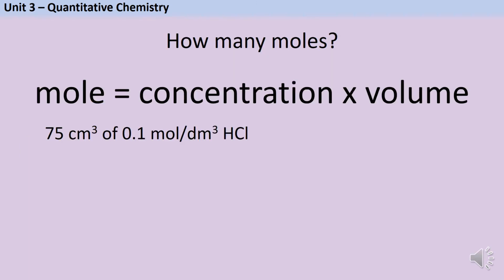That was one of the 3 ways that we can work out the number of moles of a reactant. And we're not going to go through the full process for every single question, but we are going to look at the other 2 ways of working out moles.